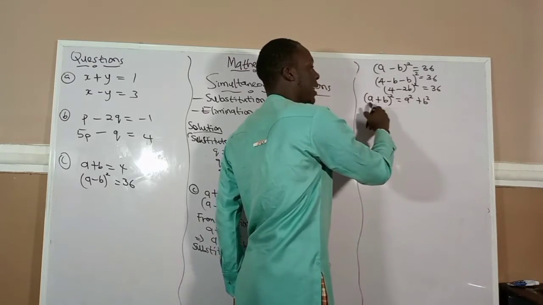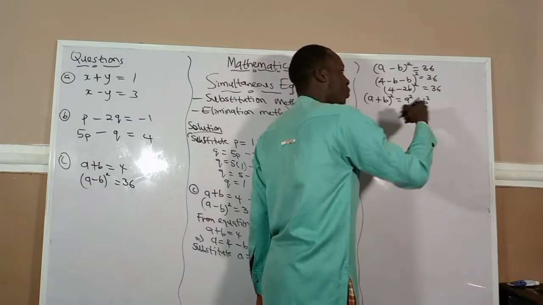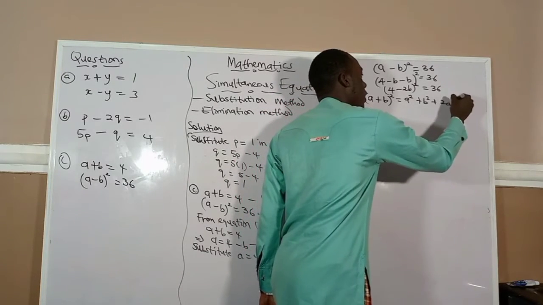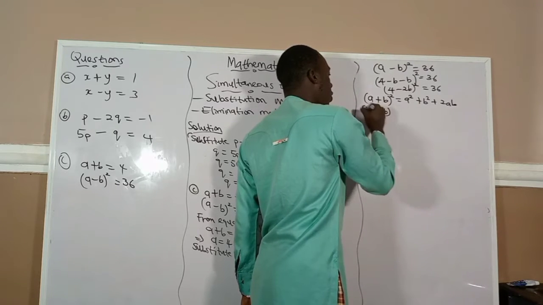Multiply these two together. A times b is ab. Then multiply it again by 2. That means you're going to double it. You're going to have 2ab. Now let's apply the same thing to (4 minus 2b) all squared.